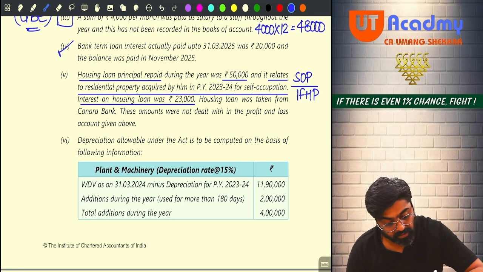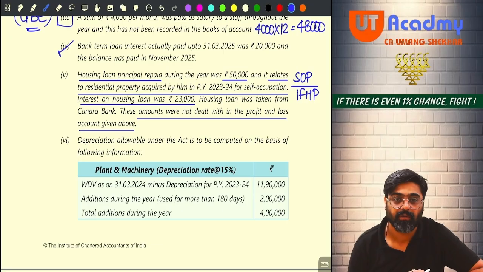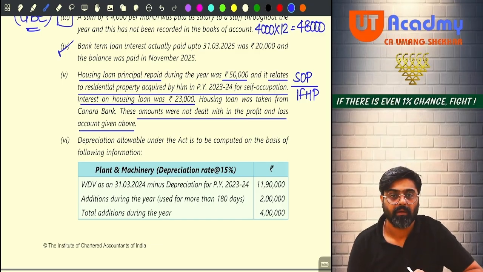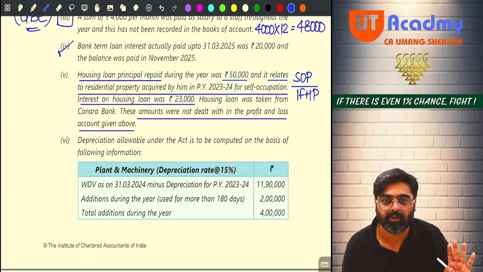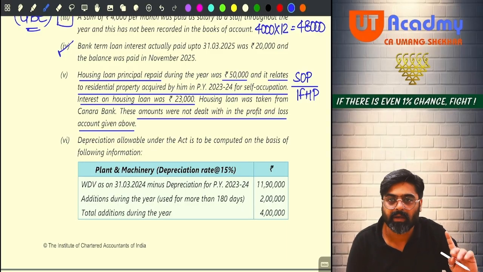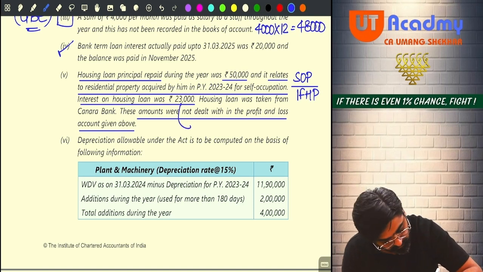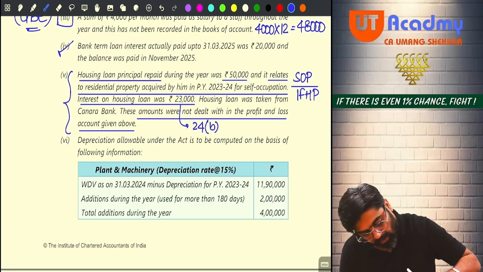These amounts were not dealt with in the P&L account. Thank God these amounts were not given in P&L account. If these amounts would have been given in the P&L account, I would have disallowed these amounts. I would have to add it back. Thank God these amounts are not given in P&L. Separately, I will consider these amounts. Okay. So no adjustment in my profit is required. Correct. So what I will do? This 23,000 interest, I can go and claim under section 24 clause B. So this entire information is about my income from house property head.